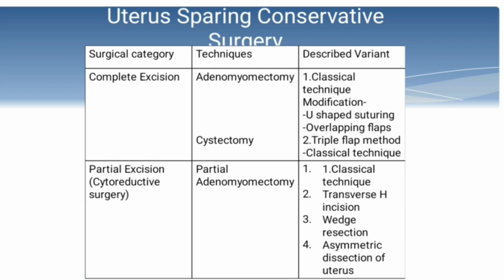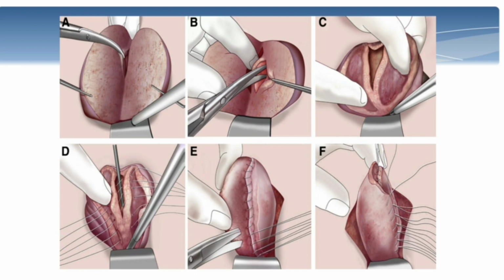In case of cystectomy, this includes the classical technique. And cytoreductive surgery or partial excision is a technique of partial adenomyoectomy. The procedure may include classical technique, transverse H incision, or resection, asymmetric dissection of the uterus. This figure shows the triple flap method of adenomyoectomy.